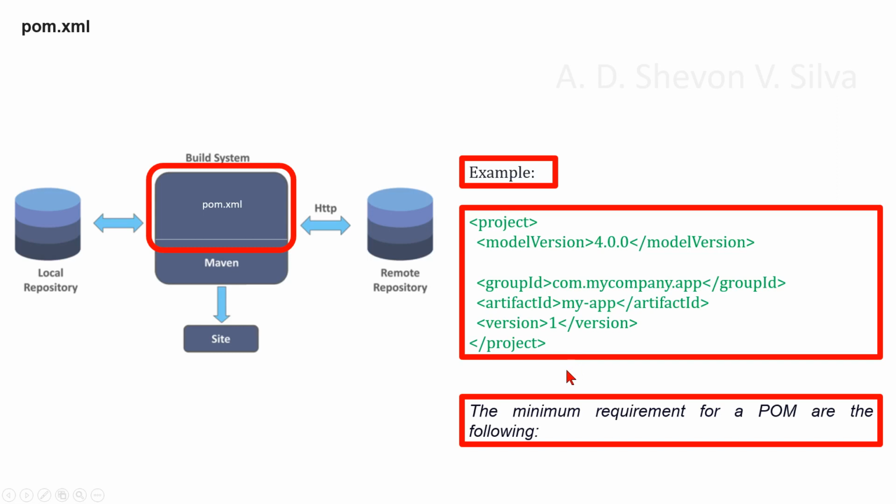Also, if configuration details are not specified, Maven will use their defaults. One of these default values is the package type. Every Maven project has a package type. If it is not specified in the pom, then the default value jar would be used.